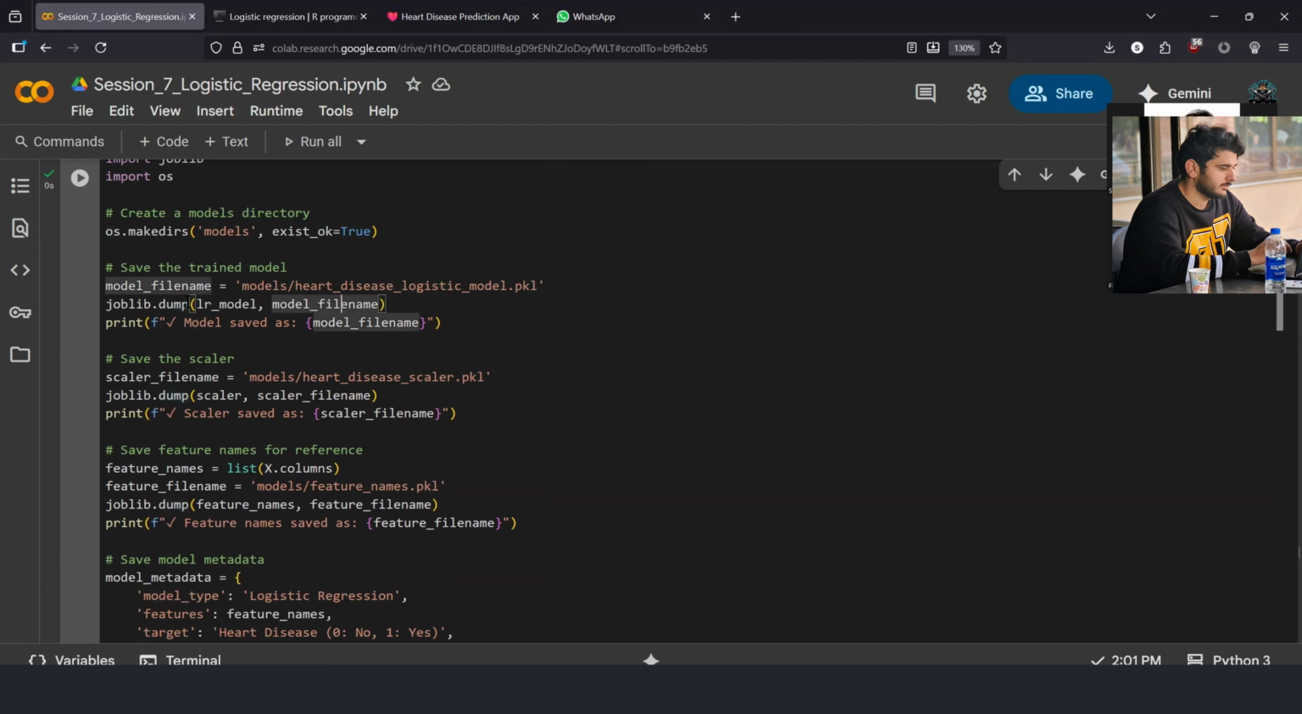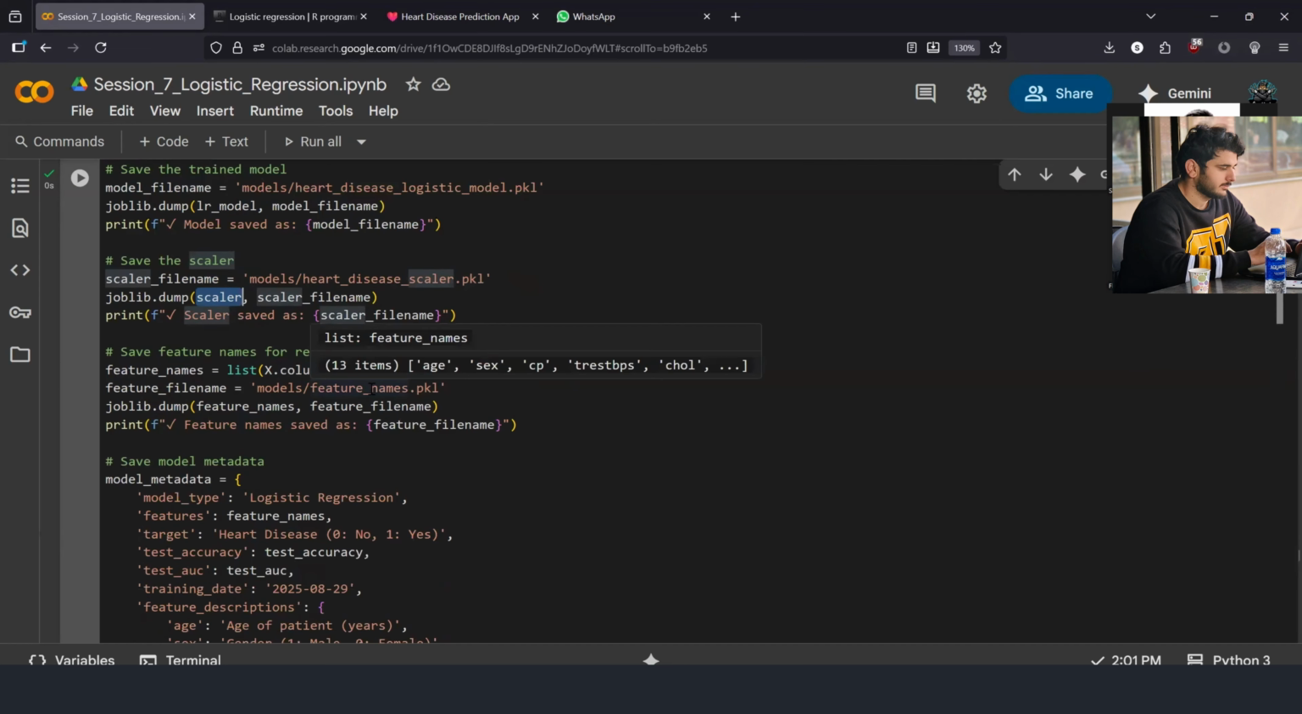So we are saving our model in this particular file, and we are saving our scalar in a new file like heart disease scalar.pkl, and a new file with the feature names. We are saving a feature names.pkl. So we're basically creating different files here.